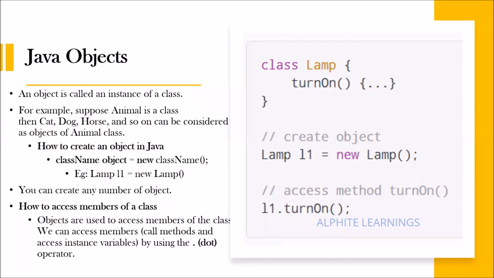If in case you want to access the turn on method, then you have to give turnOn. When you are accessing a method, you have to give it along with the parentheses, the brackets. These brackets indicate it is a method. Every method name will have brackets at the end. I'll show you an example for this.